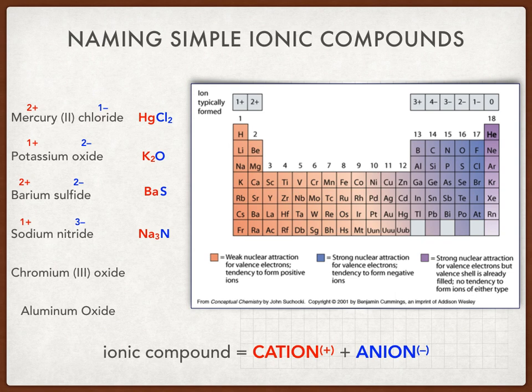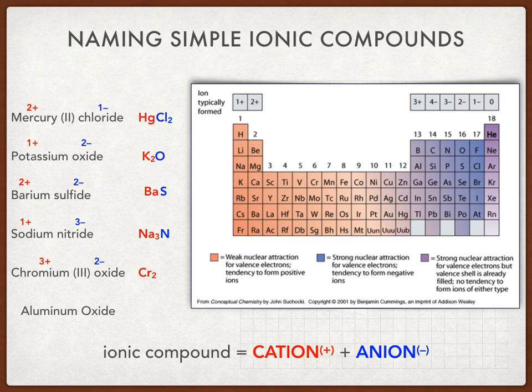Chromium oxide. Chromium is a variable charged metal. You know that because I'm telling you with the Roman numerals. So the charge on chromium is going to be +3. Okay, we got that from the Roman numeral. Oxygen is always a -2. So how are we going to do this? Well, each chromium atom is going to be +3. Each oxygen atom is going to be a -2. So what you're going to have to do is find a common denominator, right? So the common denominator here would be 6.